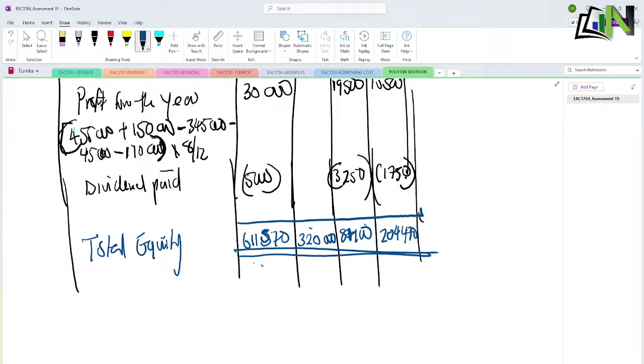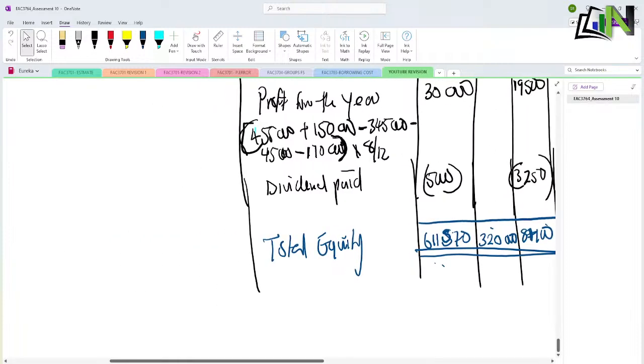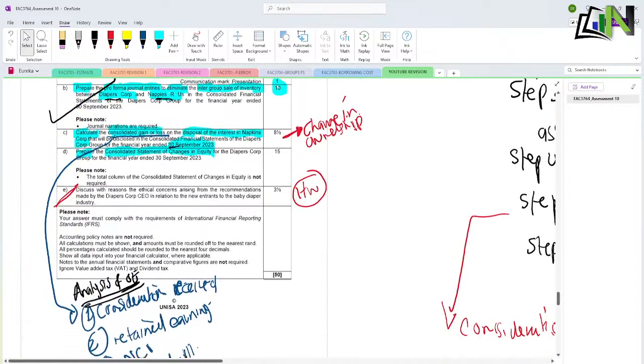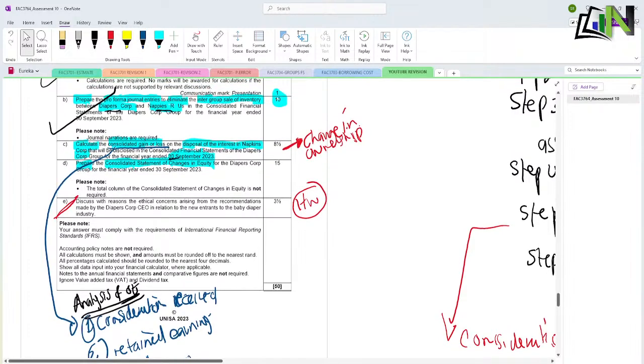Right, now that I've done all those calculations that we have right there looking at us, let us continue on the other side. Let us answer now the question that they wanted from us. Remember, we have the information that we can use to answer the question. All right, so we go on. It says calculate the consolidated gain or loss on the disposal of interest in Napkins Corp that will be disclosed in the consolidated financial statement of Diapers Corp Group for the financial year ended 30 September 2023.